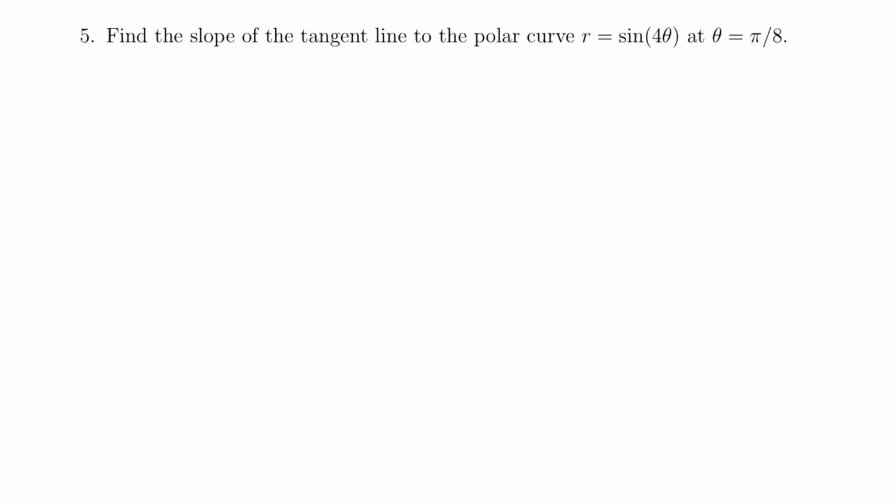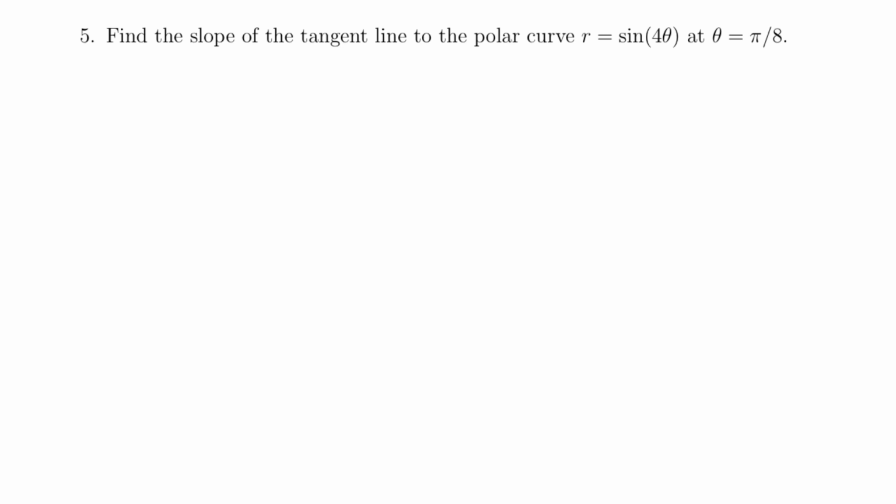Find the slope of the tangent line to the polar curve r equals sine 4 theta at theta equals pi over 8. Step 1, we're just looking for the slope, not asking you for the tangent line. So all you have to do is plug that formula in or write that formula down, which is your slope formula, right?